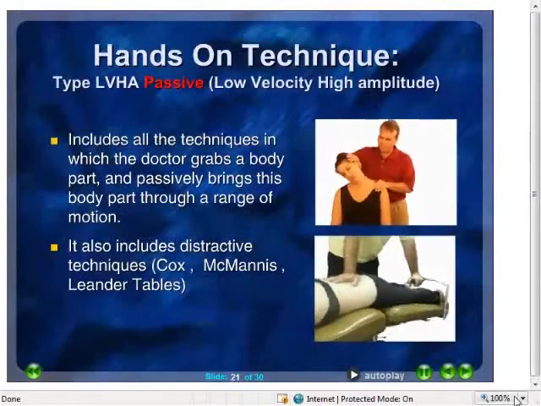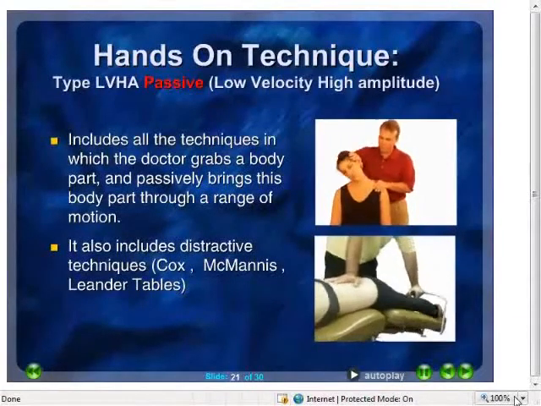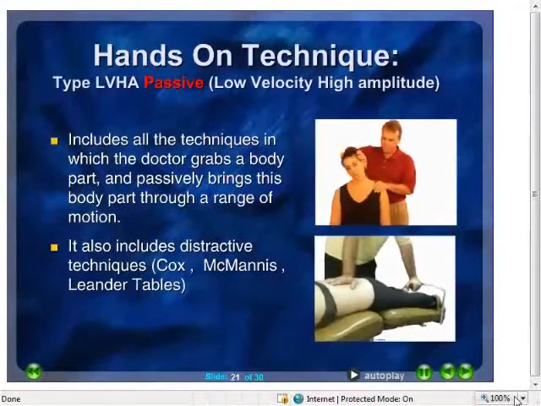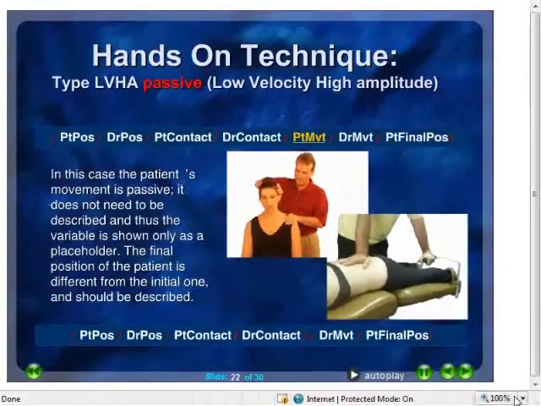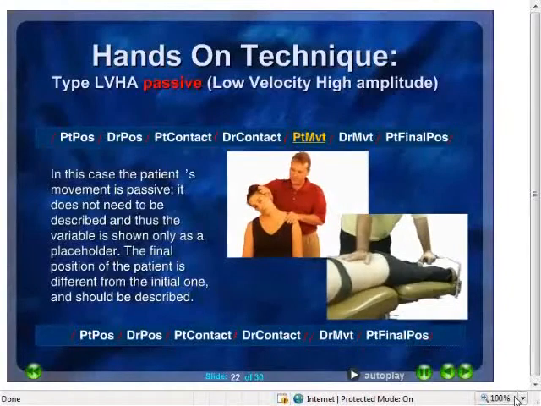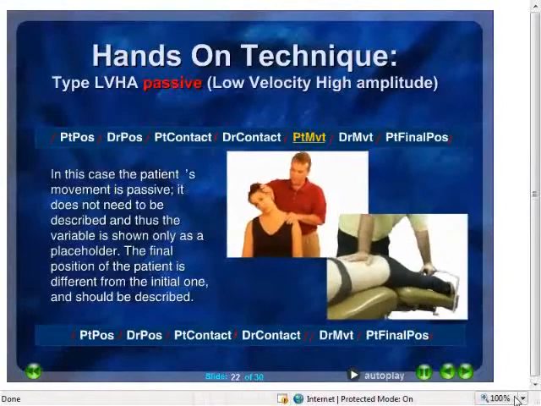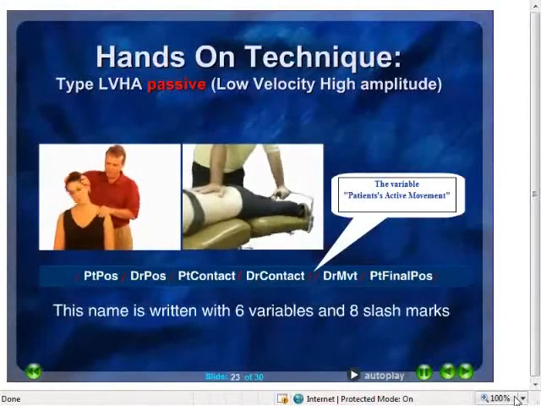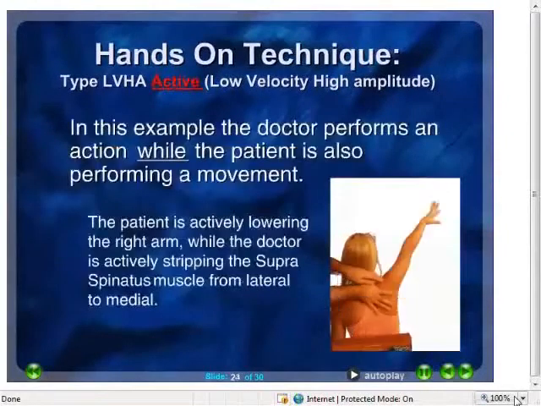LVHA for passive techniques includes all the techniques in which the doctor grabs a body part and passively brings this body part through a range of motion. It also includes distractive techniques such as Cox, McManus, and Leander table techniques. With LVHA passive techniques, the patient's movement is passive. It does not need to be described, and thus the variable is shown only as a placeholder. The final position of the patient is different from the initial one and should be described. For this technique, note that the variable patient's active movement is left blank. The name is written with 6 variables, but still 8 slash marks.